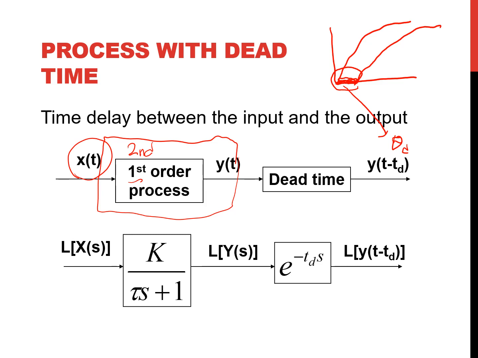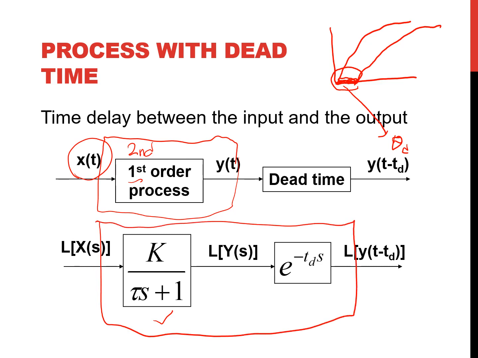So based on the block diagram, if you do the Laplace transformation, let's say for the first order process, you have K over tau S plus 1, and then the time delay represented by the exponent negative TD S. The combination of these becomes first order plus time delay, FOPTD. If you have a second order process, it becomes second order plus time delay, SOPTD.